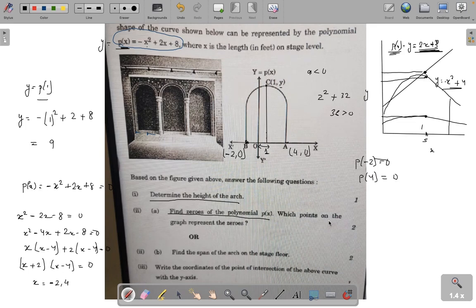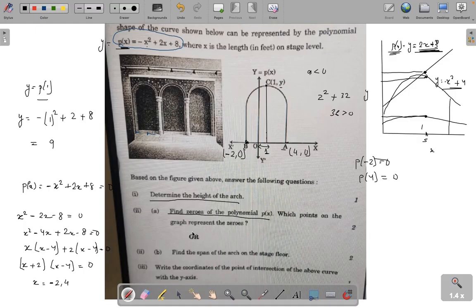Now this says which points on the graph represent the zeros. So they have already given the points. They have different points A, B, C, right? And also O. So which points on the graph represent the zeros? It will be A and B. So you will have two answers. Zeros of the polynomial are minus 2 comma 4. So this will conclude the first part of this.